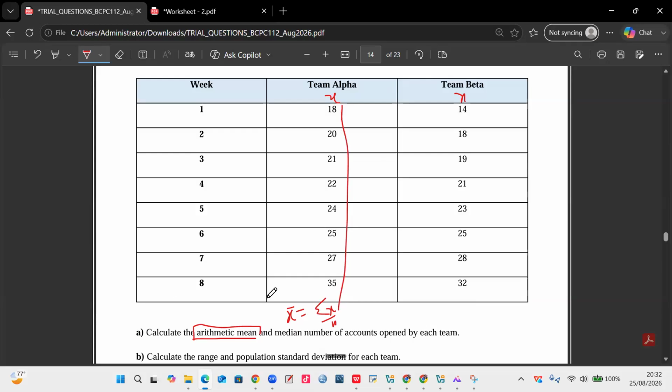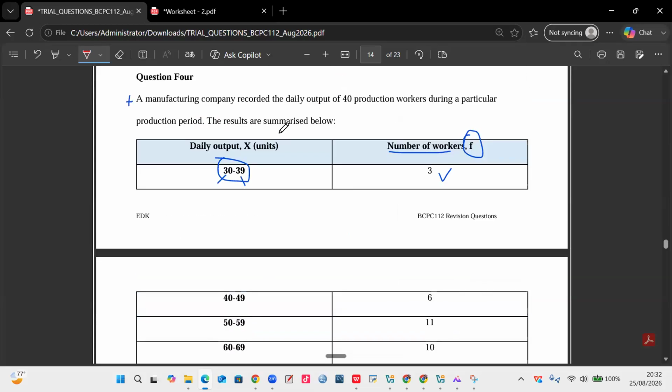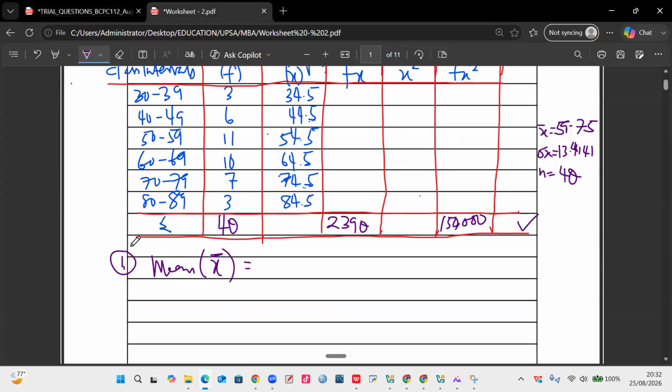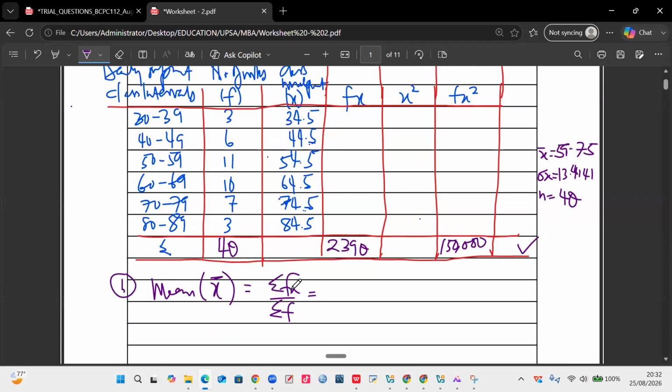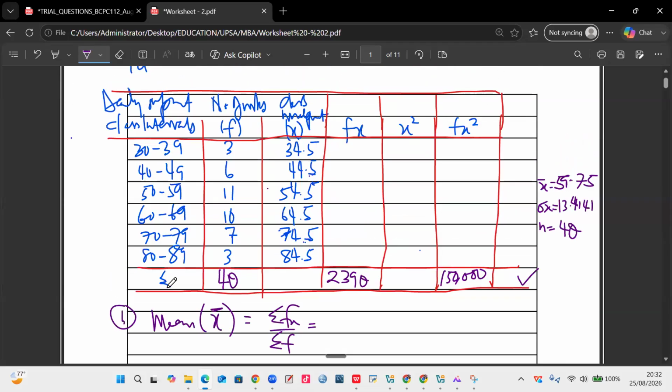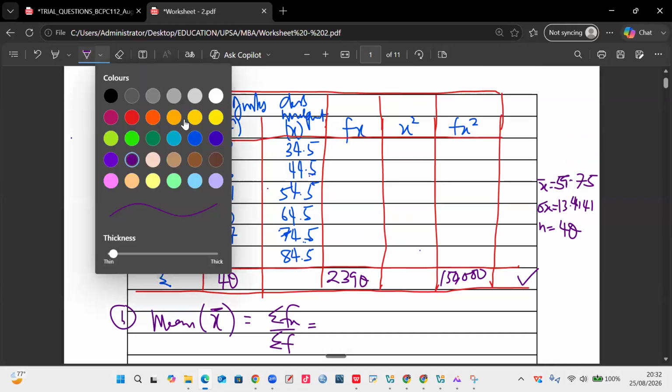But what you are currently working on involves frequency. So we go for the second formula. So we write sigma fx over sigma f. Are you good? Yes. So now, what is sigma fx? Sigma, I'm using yellow.